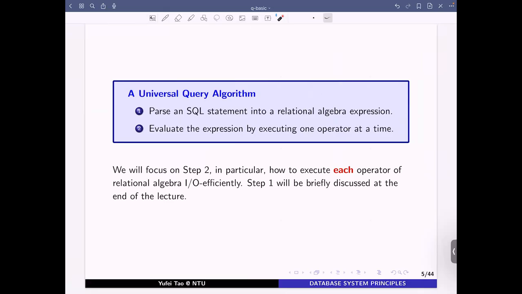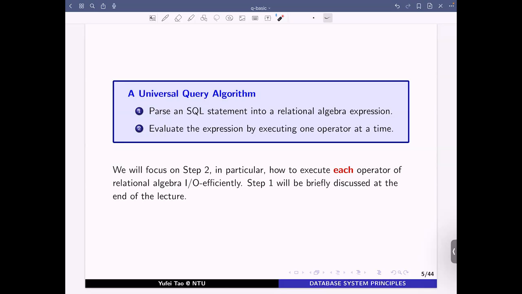So here is one universal algorithm for answering essentially every SQL statement. There are two steps at a very high level. The first step is to convert your SQL statement into a relational algebra expression, as I explained. Formally we say parse. This is sort of like a compiler thing. You are given a text-based statement, and the compiler converts it, following some rules, into this relational algebra expression that can be recognized by the database system.